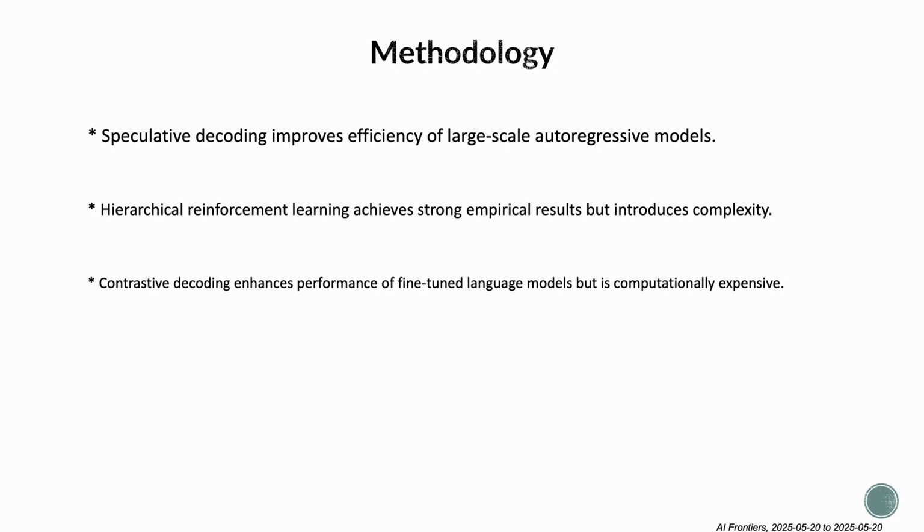Hierarchical reinforcement learning involves breaking down complex tasks into simpler subtasks, each handled by a separate policy. While it achieves strong empirical results, it introduces additional complexity and can be difficult to scale to high-dimensional goal spaces. Contrastive decoding is another approach used to enhance the performance of fine-tuned language models by prioritizing tokens that align with learned representations. While effective, it can be computationally expensive, requiring optimized implementations to be practical.